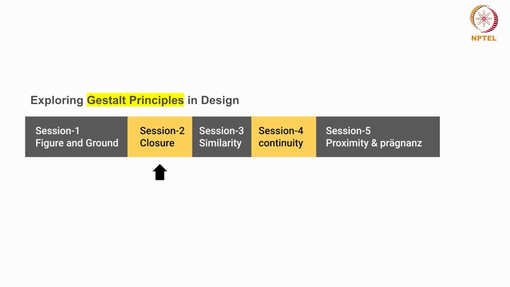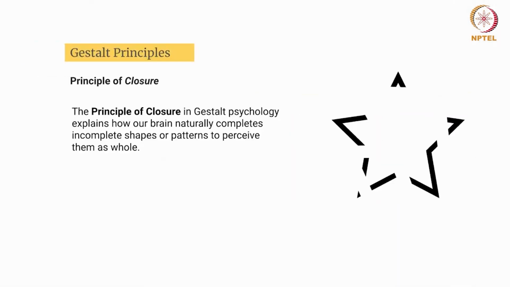With this, we'll come to the second session, which is closure, and we'll look at how closure also plays an important role in any kind of composition for a visual designer. So, in the principle of closure, the definition is that the principle of closure in Gestalt psychology explains how our brain naturally completes incomplete shapes or patterns to perceive them as a whole.